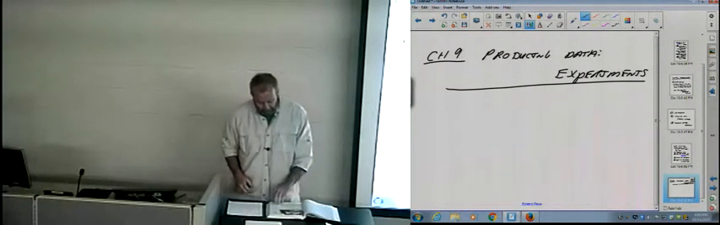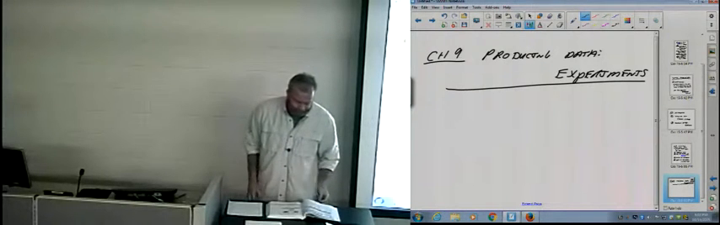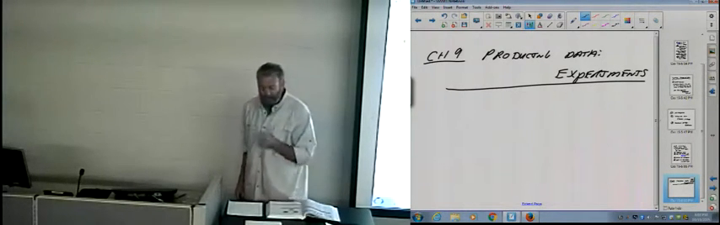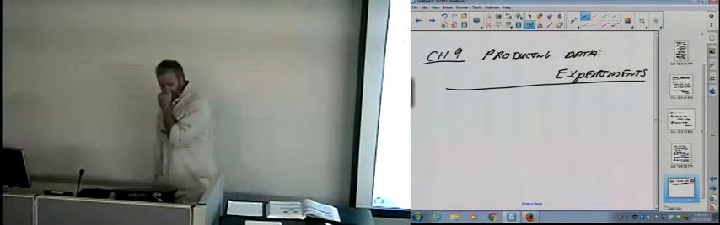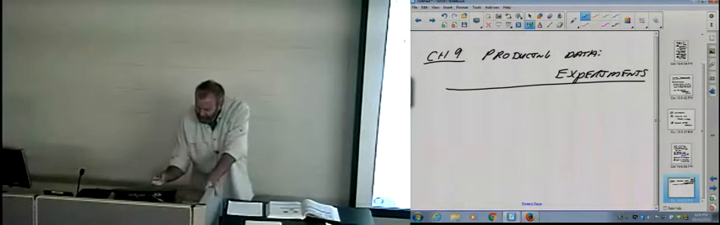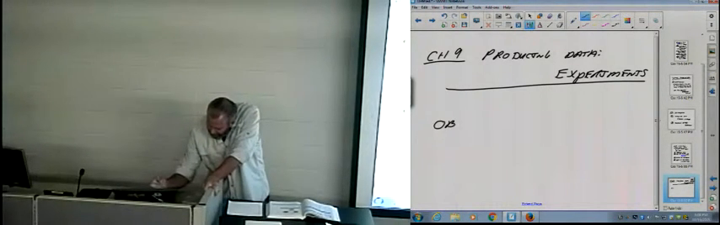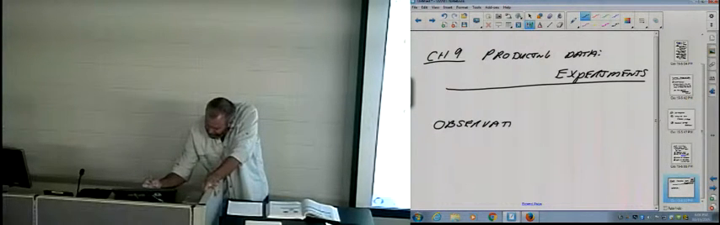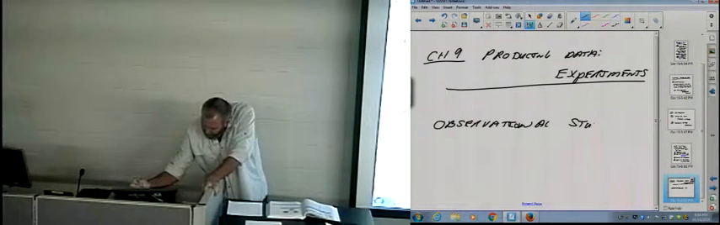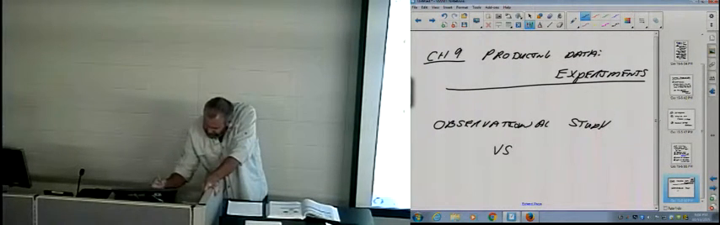Now, here's what I'm thinking. I want to go to page 228. And I want to think about the difference between an observational study versus an experiment.